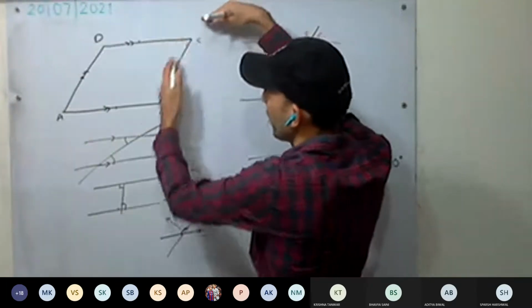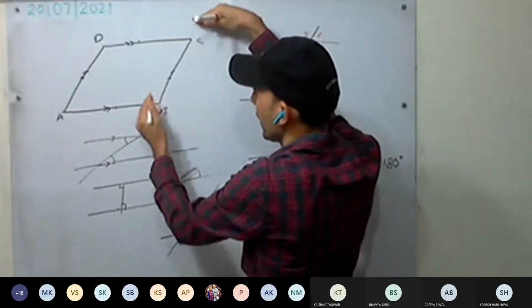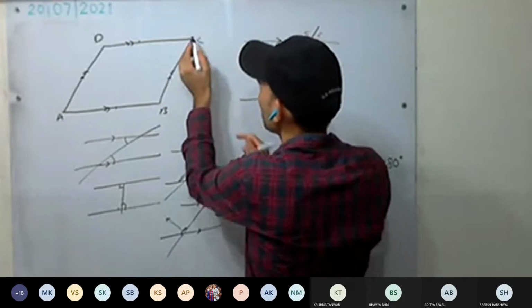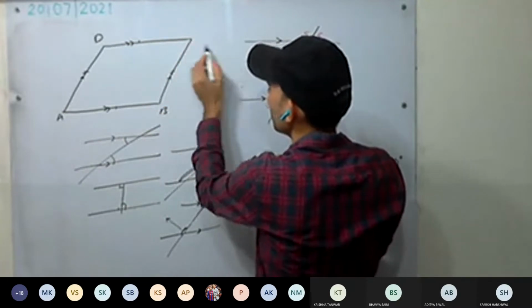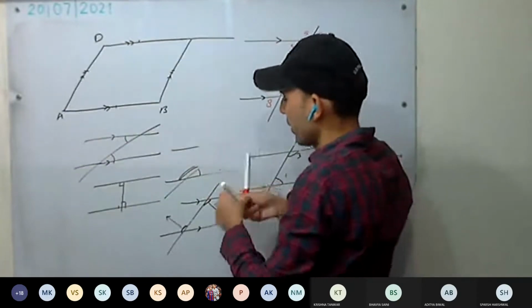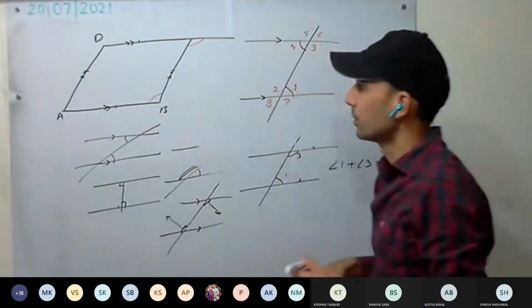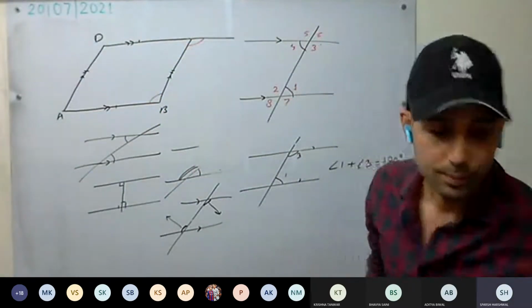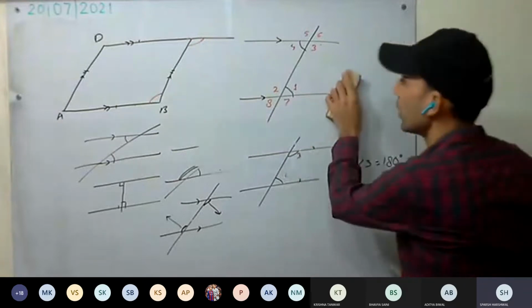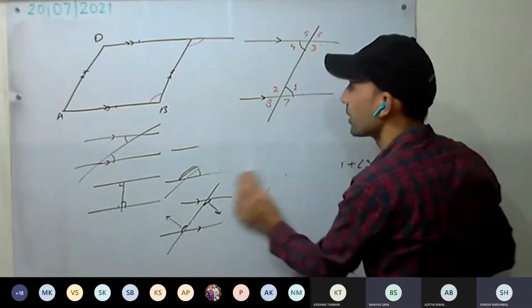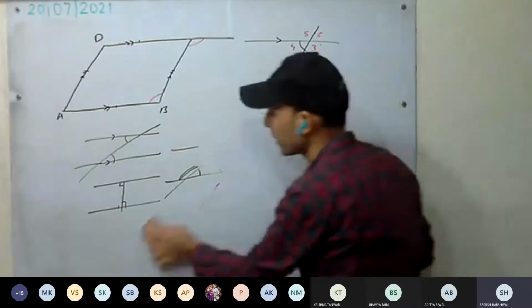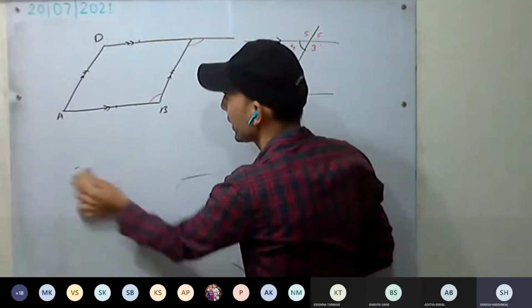Adjacent angles are supplementary. Okay, now see here, take these two lines. Now the third line is cutting. It means if I produce it like this, what about these two angles? What angles are they? Alternate angles. They are alternate angles, interior alternate angles, and they are equal.